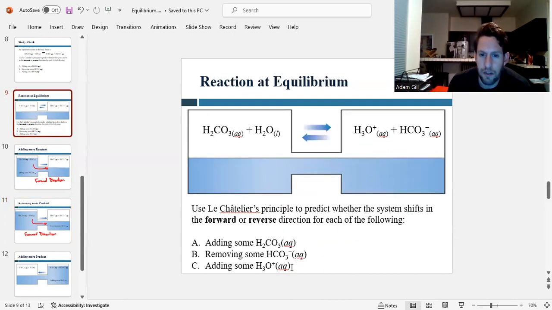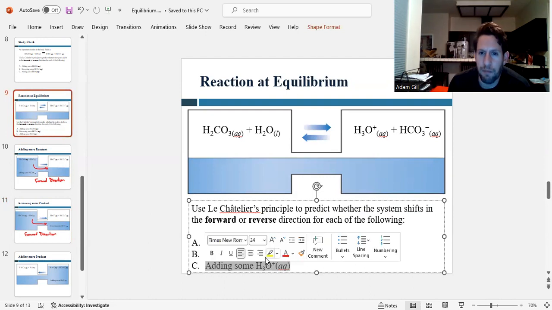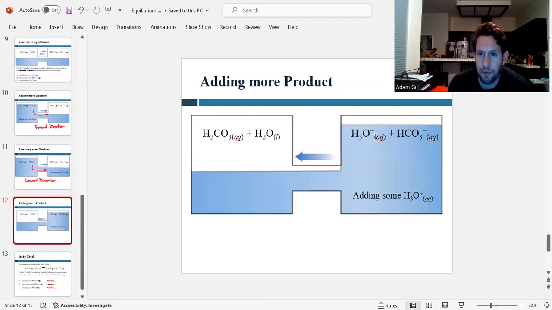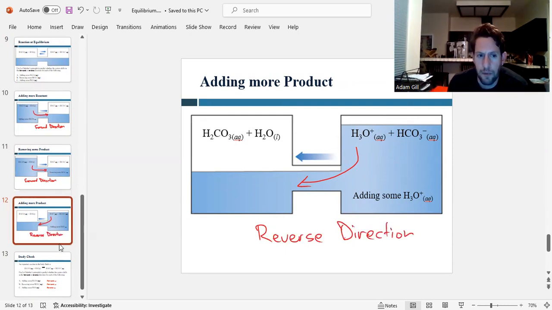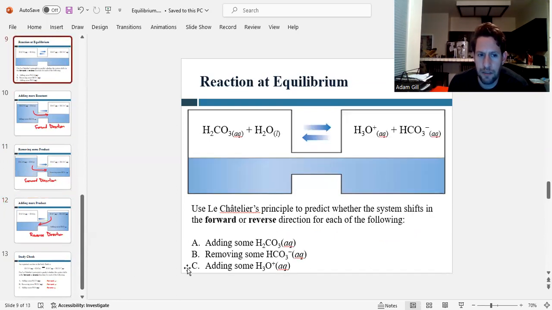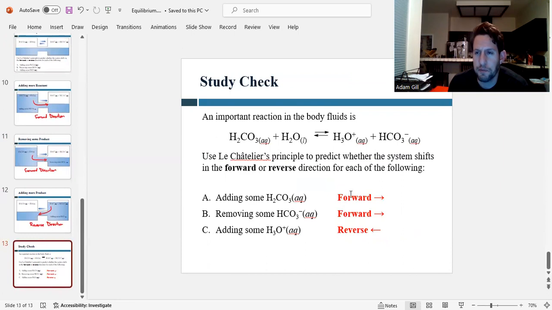And then the third scenario is what happens if you add more H3O plus? Well, H3O plus is a product. So if you add more product, the reaction is going to flow in the reverse direction. So these 3 situations gave us these 3 results.